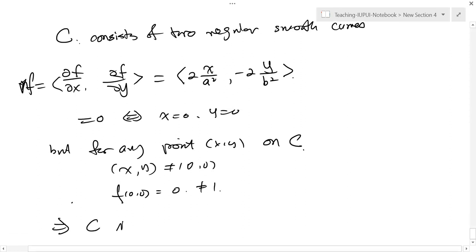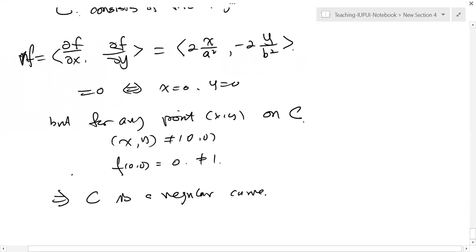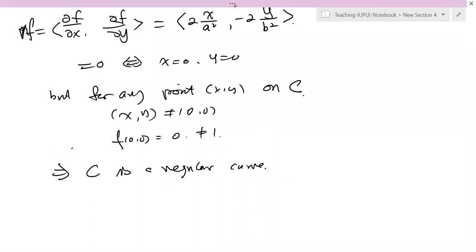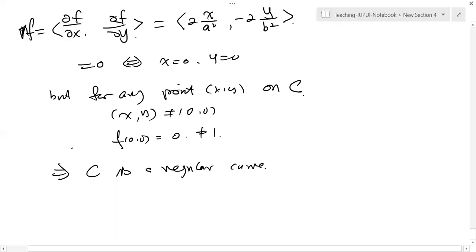This shows that C is a regular curve. Regular means smooth; when we say regular, usually it includes smoothness. But the theorem does not guarantee you have a single regular parametrized curve to cover the whole C. Possibly you have two, just like a parabola. The theorem only guarantees that for every point on C, there's a small neighborhood which can be the image of a regular parametrized curve.